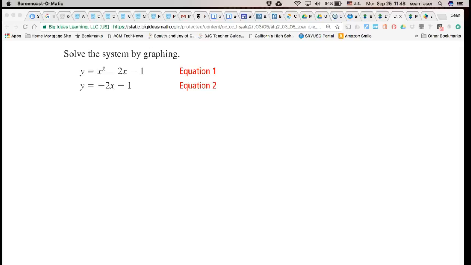All right, welcome to the first example for section 3.5. In this section, we are going to be looking at solving nonlinear systems. So when you hear nonlinear systems, let's think about what that means. So remember, systems means more than one equation.